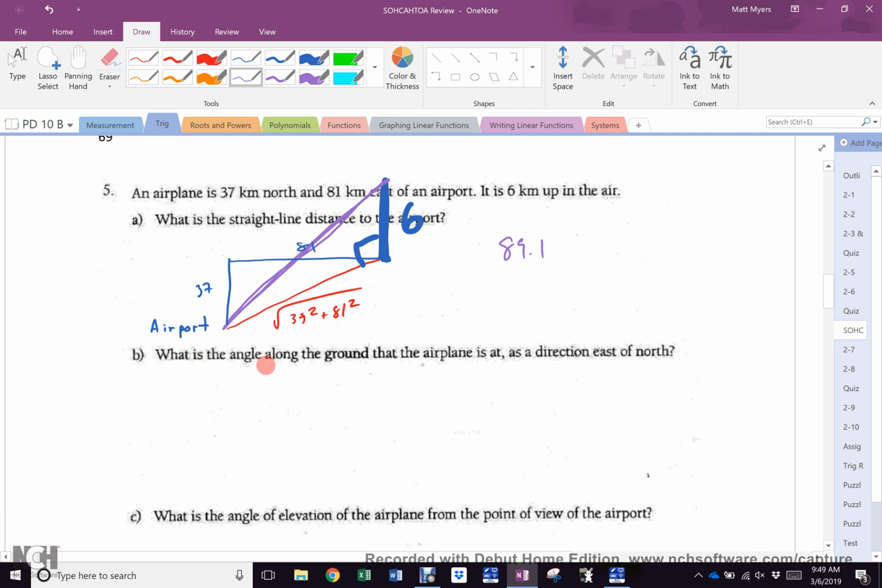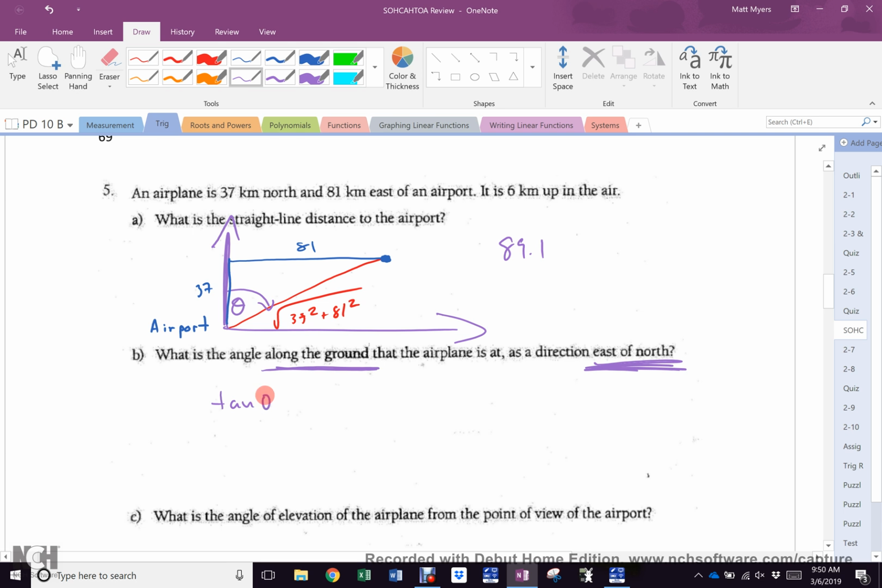Okay. Now, what is the angle along the ground? Do I need the red, blue, purple, or the blue and red triangle? Blue and red triangle, because I want the angle on the ground as a direction east of north. Here is north. This is east. This is the angle I need. What is that angle? Well, that's your theta. Tan theta equals opposite 81 over 37. Shift tan, and what do you get? 65. Now, as a direction east of north, which means I started north and I moved 65 degrees east. You have a whole page of notes on that.